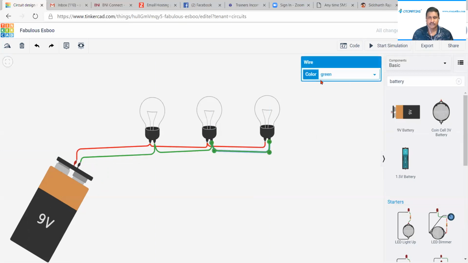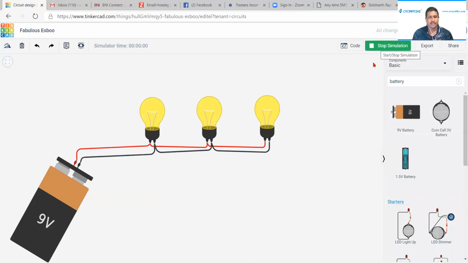So since it is negative, for your better understanding, I'm changing all of it to black. As I mentioned earlier, a bulb doesn't have any polarity. Anything can be used as positive, anything can be used as negative. Now if you give start simulation, you can see this bulb is working.